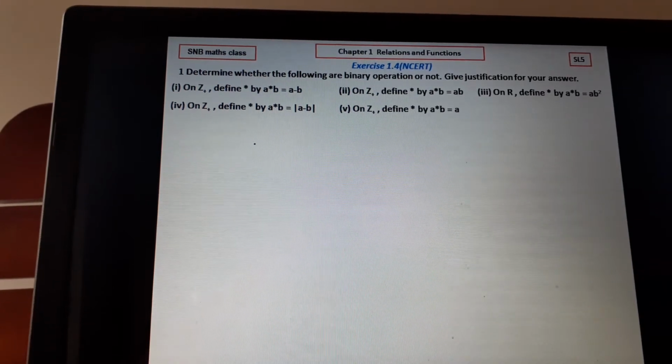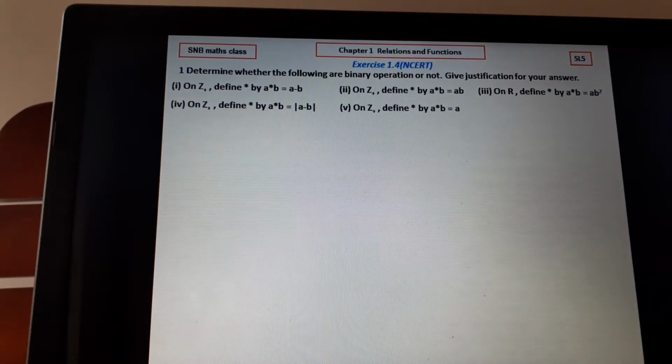Hi students, this is supplementary lesson 5 and we have to solve exercise 1.4, which is based on binary operations. In the main lesson we have studied the binary operation definition and then 4 properties. They are called commutative law, associative law, existence of identity and existence of inverse. So now let us solve the questions.